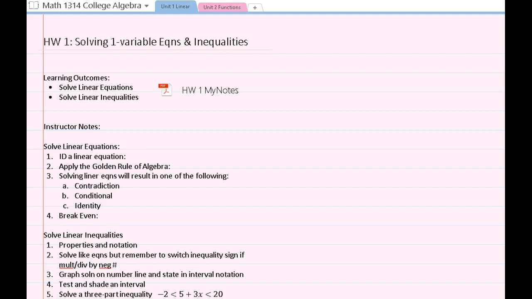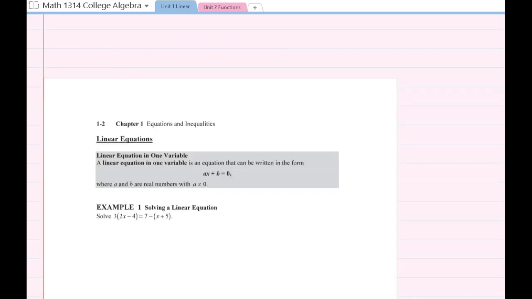To begin, before we can actually solve a linear equation, we need to identify a linear equation. Your textbook states that you can find a linear equation in one variable if it looks in this manner. However, I think the easiest way to think about a linear equation is any equation in which the variable that you're looking for has no function around it or no exponent.